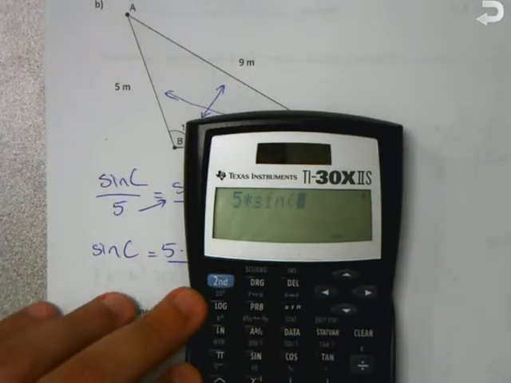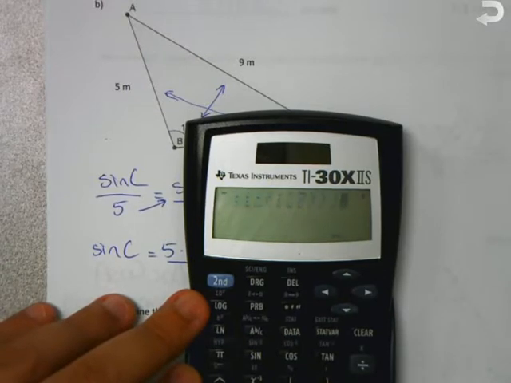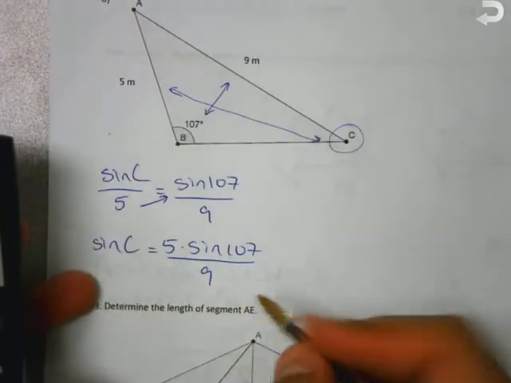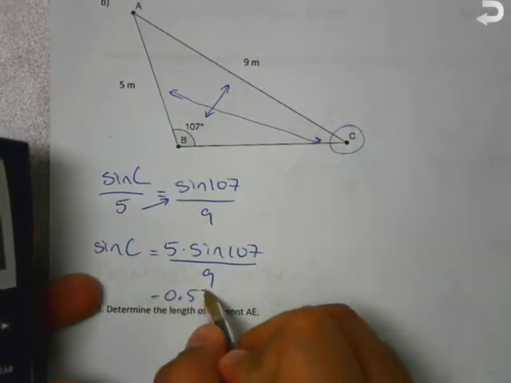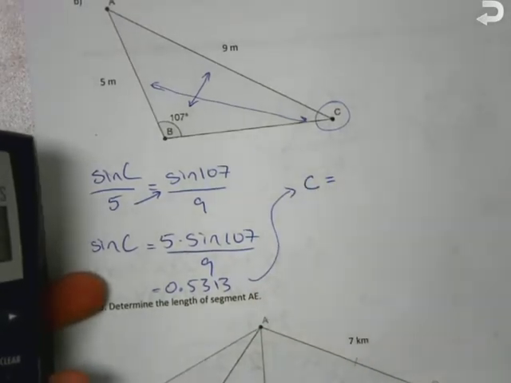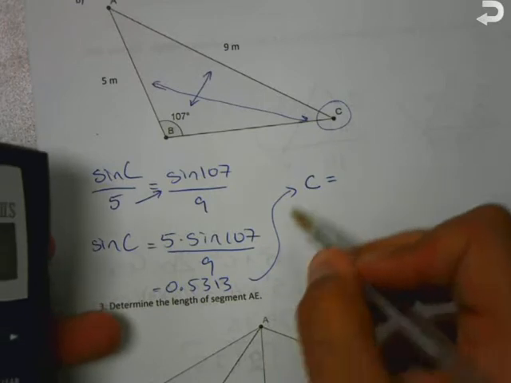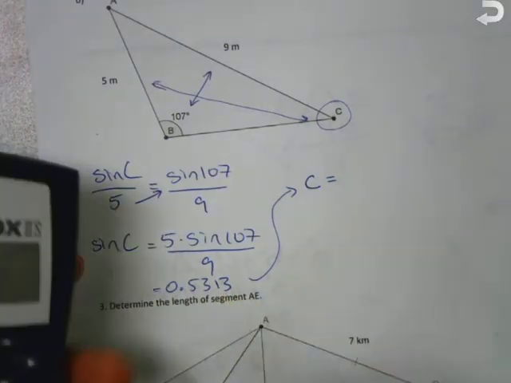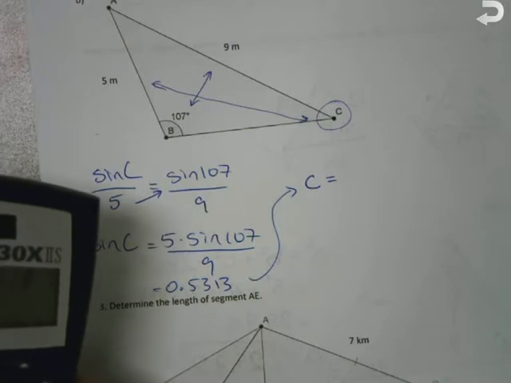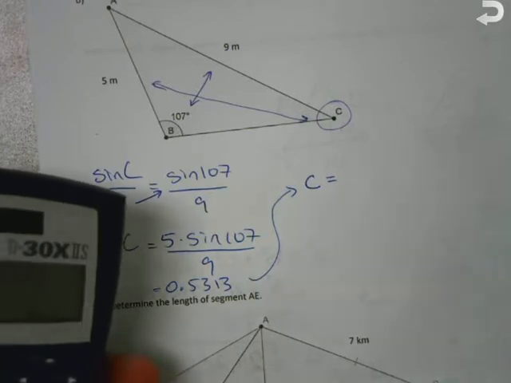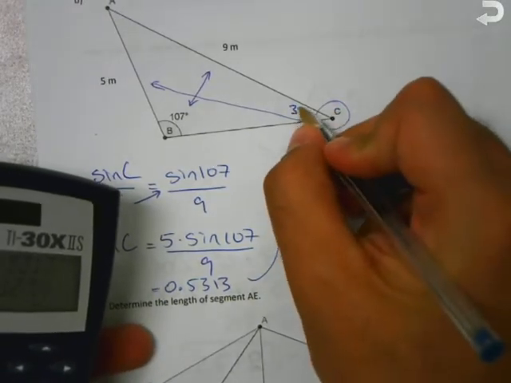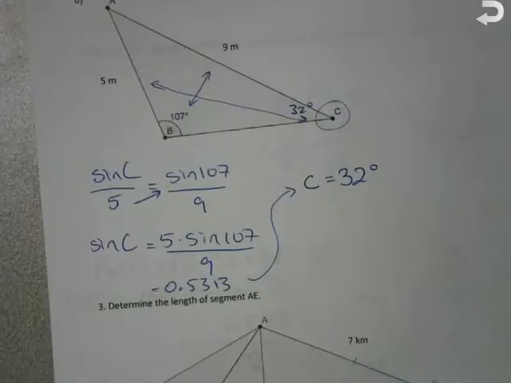Do that on my calculator. So 5 times sine 107 over 9, and I get 0.5313. All right, and now we know that C is sine inverse of that. So I can do sine inverse 0.5313, and we get 32 degrees. So C is 32 degrees.